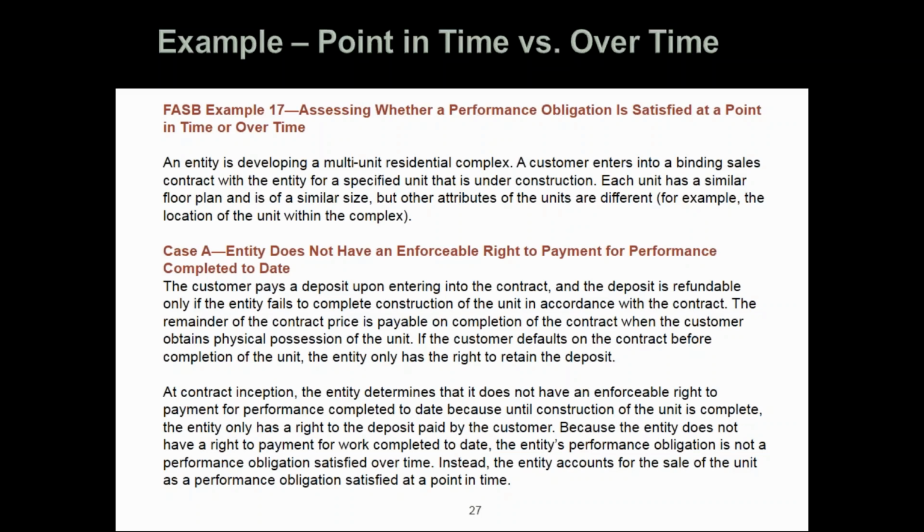So we're building an apartment or a condo, and somebody's contracted with us. They are paying us a deposit upon entering into the contract. It's refundable only if we fail to complete the construction in accordance with the contract. The remainder of the contract price is payable upon completion of the contract when the customer obtains physical possession of the unit. If the customer defaults on the contract before the completion of the unit, the entity only has the right to retain the deposit.